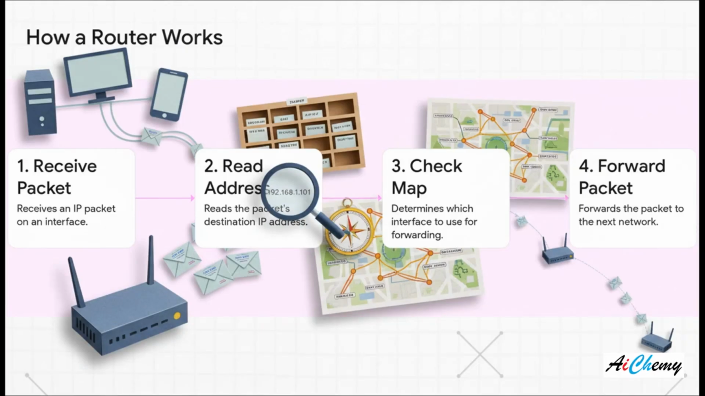It's like a super fast 4-step dance. Step 1, a packet arrives. Step 2, the router reads the destination IP address, just like a mail sorter reading a postcard. Step 3, it looks at its own internal map of the internet to find the best way to send it. And finally, step 4, it forwards the packet on to the next router in the chain. It's simple, but it happens millions of times every second all over the world.